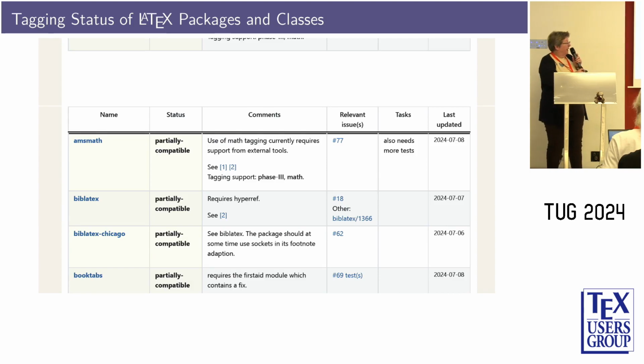Here we have some partially compatible packages. Math is still a bit open, so everything that relies on math tagging is partially compatible. Babel currently requires hyperref, but I think that will change soon, because without hyperref there is no sensible tagging. It will not error, but the tagging is not okay.